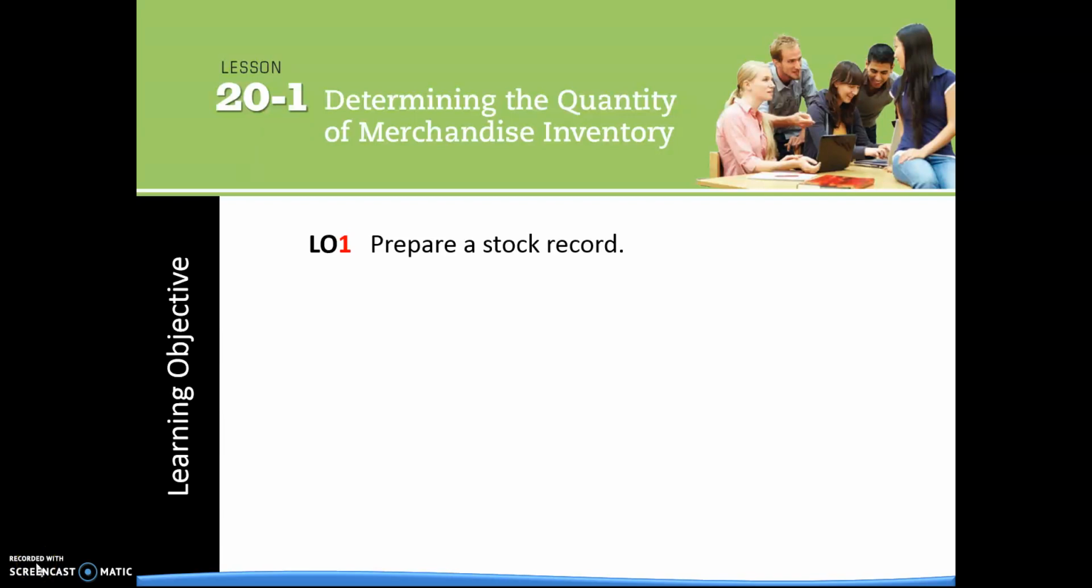All right, Accounting 2 kiddos, welcome to Chapter 20, which is one of my favorites. It's on determining merchandise inventory. We're going to talk about LIFO and FIFO and all of the different inventory recording controls that can be put in place by a business. But to start off with, we're going to talk a little bit about stock records for one and just the different ways that we can figure out what our inventory methods are.